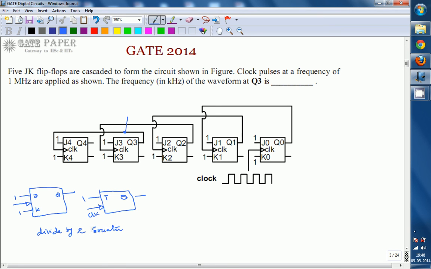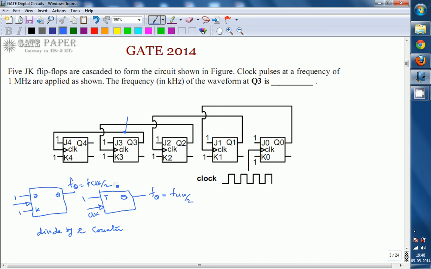A JK flip-flop or T flip-flop can act as a divide by 2 counter whenever their inputs are tied to logic 1. What is meant by a divide by 2 counter is that the frequency of output Q is half of the clock frequency. So the clock frequency will be divided by 2 and appear at the output of the flip-flop. So F of Q is F clock divided by 2. This is what we call a divide by 2 counter. The necessary condition is J and K must be at logic 1. If it is a T flip-flop, T must be at logic 1.